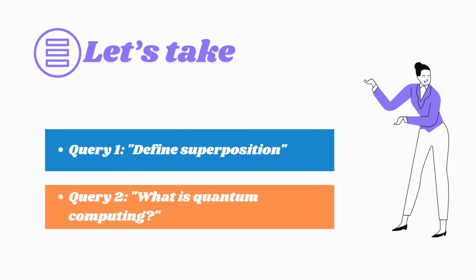Now, let's look at some real examples of how prompt templates work in action. Consider these two queries: define superposition and what is quantum computing. In both cases, we are using a structured prompt template, not just passing the question directly to the LLM, but wrapping it inside a consistent format.